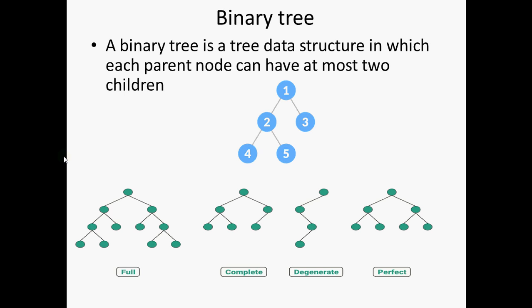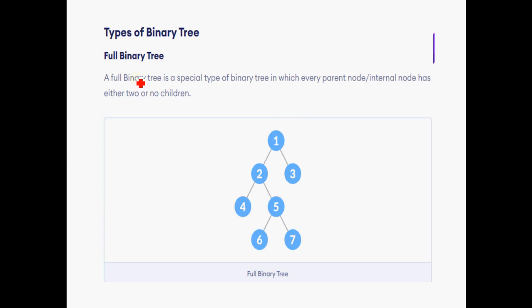Okay, so the maximum possibility is either zero children, or one child, or two children, not more than that. If a node has more than two children, it is not a binary tree. There are various variations of binary trees, such as full binary tree, complete binary tree, degenerate tree, and perfect binary tree. Types of binary tree.